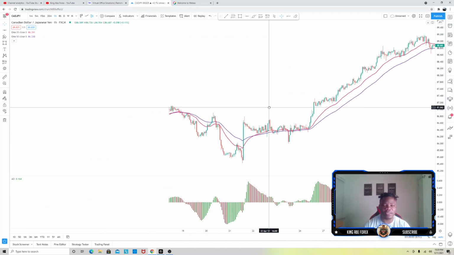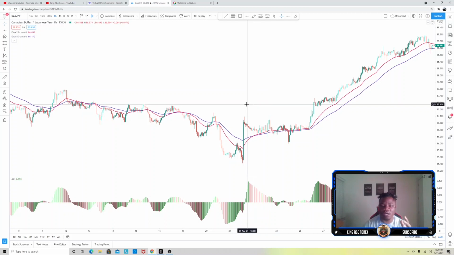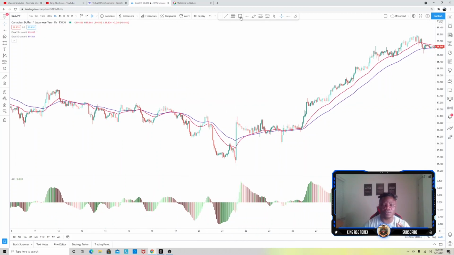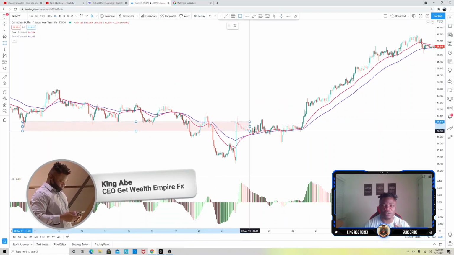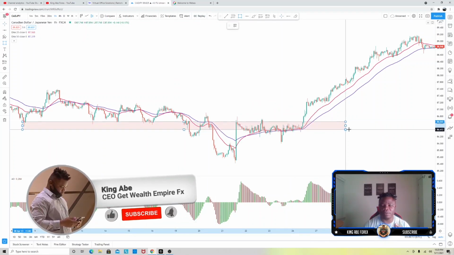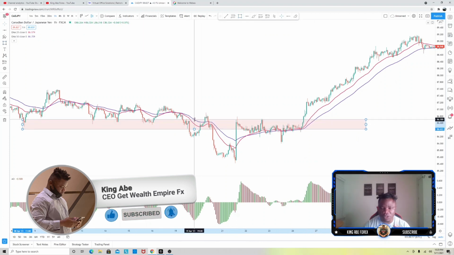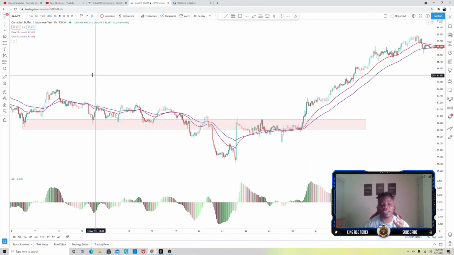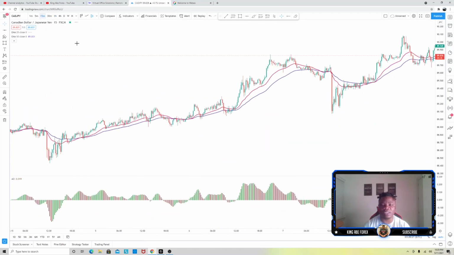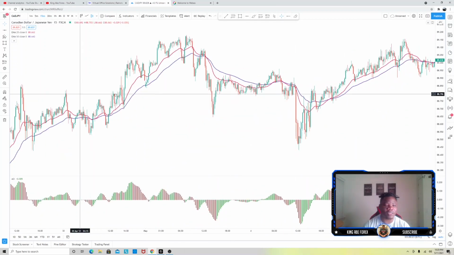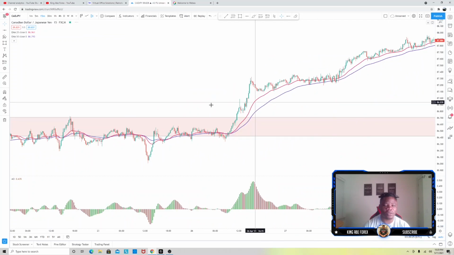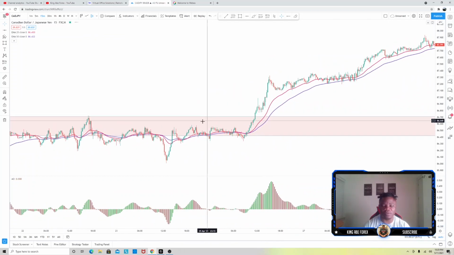The first thing we need to do to figure out where our entry is, is look for our zone, and we see that we have a support zone that became a resistance zone. Once you have that zone, we can go back to the 15-minute time frame. Now let's look for that zone. We have that zone right over here.